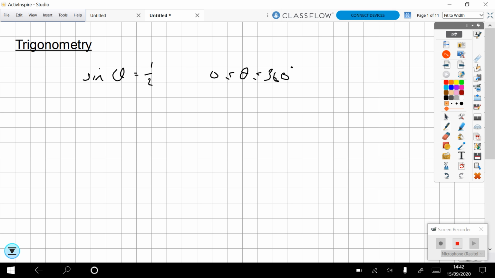Now, you've come across work like this before at GCSE, sine of theta equals a half. And your natural inclination, I hope, will be to take the inverse sine of both sides, reach for the calculator, make sure it's in degree mode, and inverse sine of a half is 30 degrees. You actually know that already from your exact trig values. The problem with this answer is that whilst it's good as far as it goes, it isn't the full answer. We need to consider all the possibilities between 0 and 360 degrees.